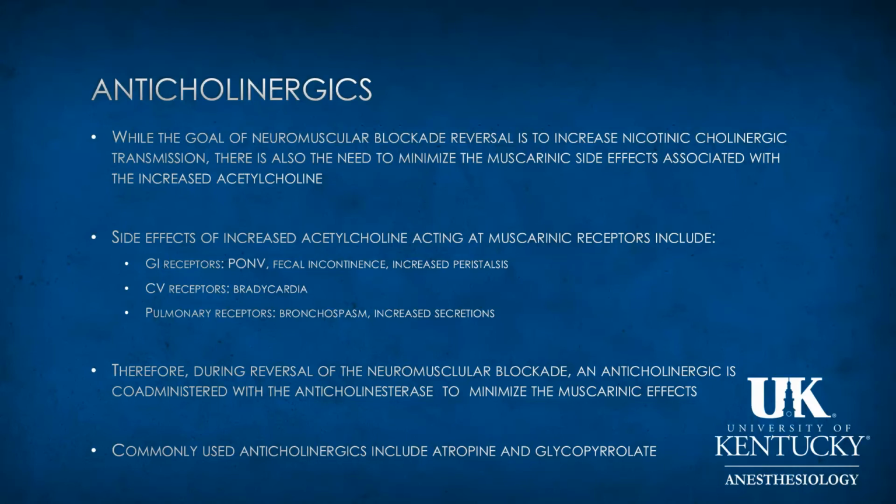At the cardiovascular receptors, you get bradycardia. At the pulmonary receptors, bronchospasm, as well as increased secretions. Therefore, during reversal of the neuromuscular blockade, an anticholinergic is co-administered with the anticholinesterase to minimize these unintended muscarinic effects. Commonly used anticholinergics include atropine and glycopyrrolate.